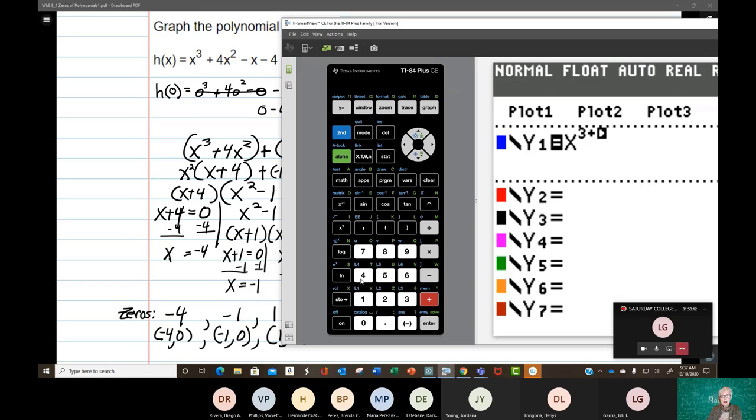look what happens. I'm happily just going along. See, that's why you have to come down first. Let's start again and pay attention to what I am doing. x caret 3, come down, plus 4x squared. Notice if you use the square key, you don't have to come back down because you're already down. Minus x, minus 4.